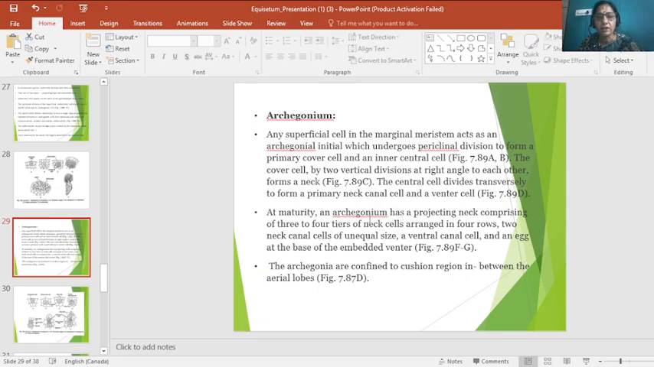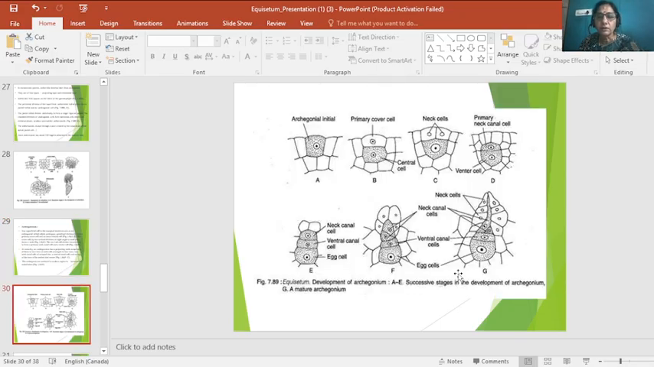The mature archegonium has a projecting neck comprising three or four tiers of neck cells arranged in four rows, two neck canal cells of equal size, and a ventral canal cell and egg at the base of the embedded venter. The archegonium is confined to the cushion region in between the aerial lobes. So this is the archegonium with the neck cells, the neck canal cells, the venter canal cell, and the egg cell.